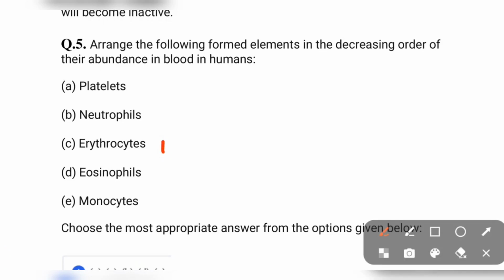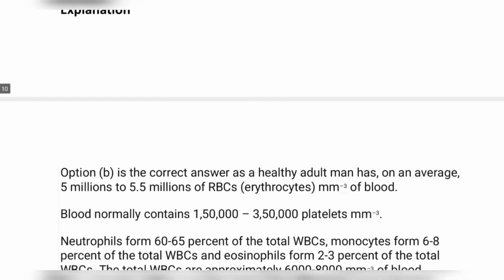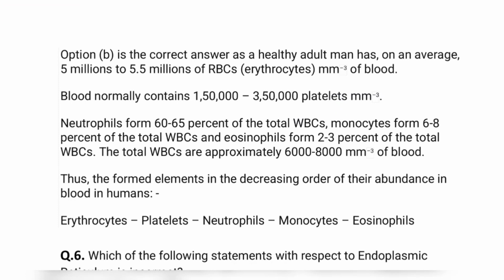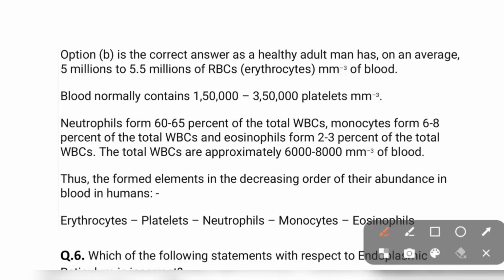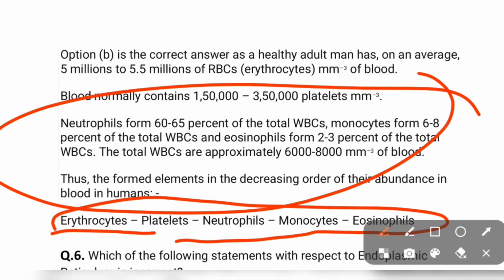The most abundant in blood is, first, erythrocytes, then platelets, then neutrophils, then we have the monocytes, and then the eosinophils. Here is the correct option: erythrocytes, platelets, neutrophils, monocytes and the eosinophils. You can read this as well and it will benefit you a lot.